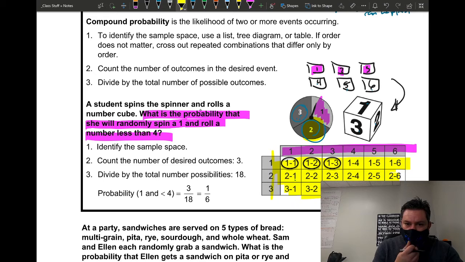Now the only ones that match what I want, remember, I'm looking for a 1 and I'm looking for this right here, that combination.